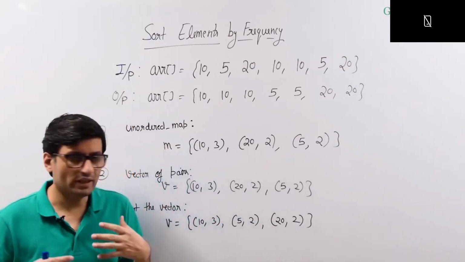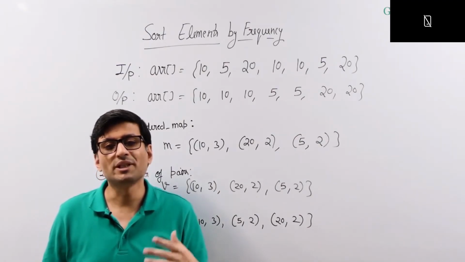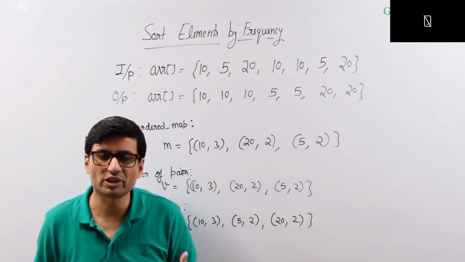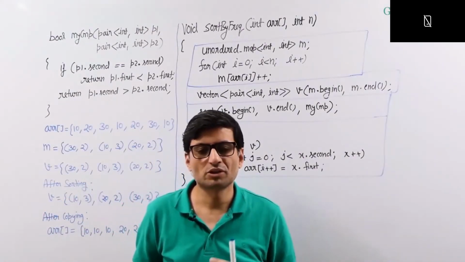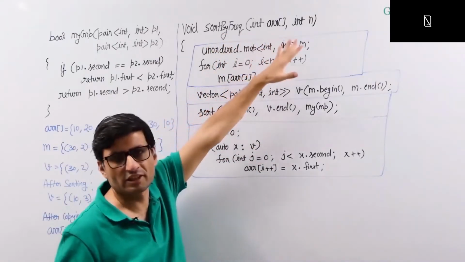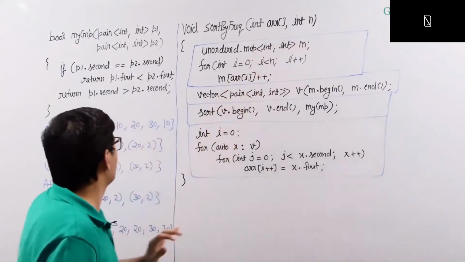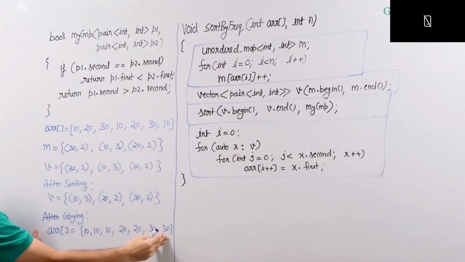Now you have enough idea which containers to use, how to apply the sorting. Please pause this video and try to write down the complete code. Let us now talk about implementation of the approach. So we have a function sort by frequency that takes an array and size of the array as arguments. For example, if this is your array, it modifies the array and changes the array to this.